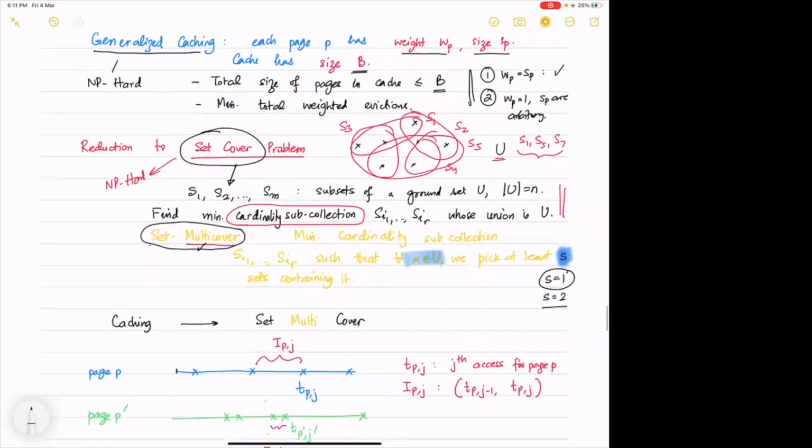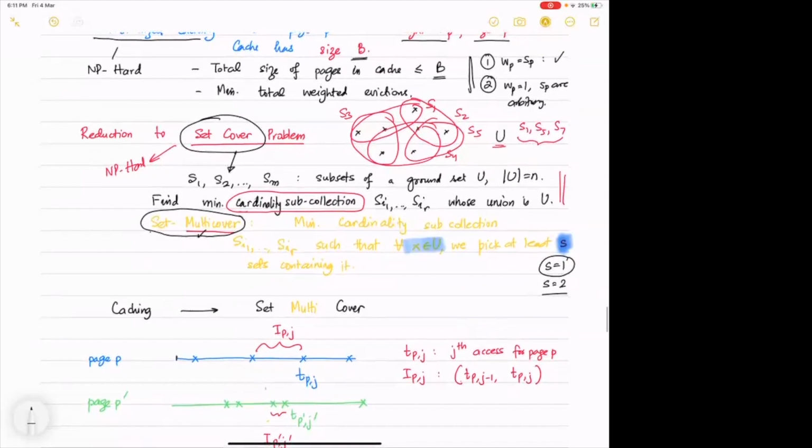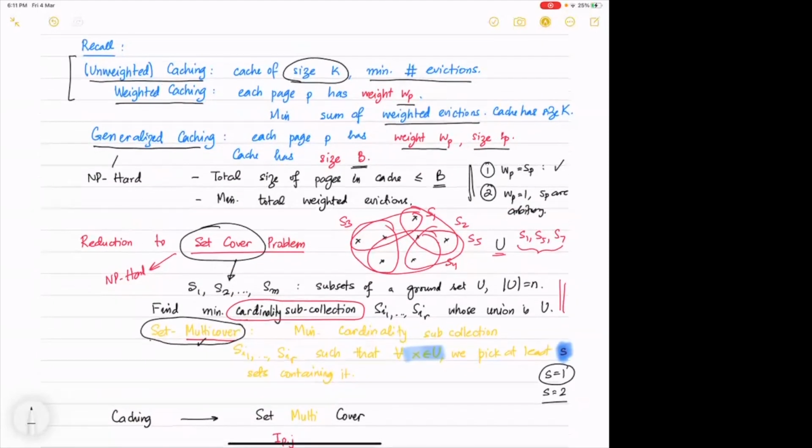Good. So now what I want to do is give you a reduction. I want to go from caching, and let's start with the unweighted caching problem to begin with, and reduce it to the set multi-cover problem. I want to show that it can be thought of as an instance of the set multi-cover problem. That's what I want to do.